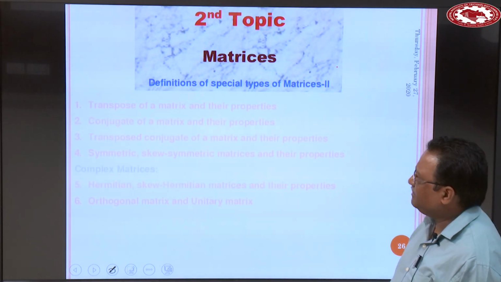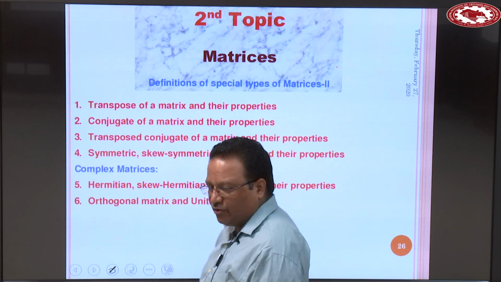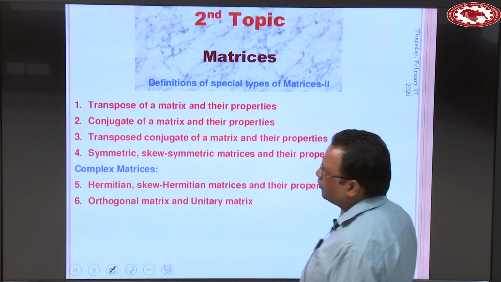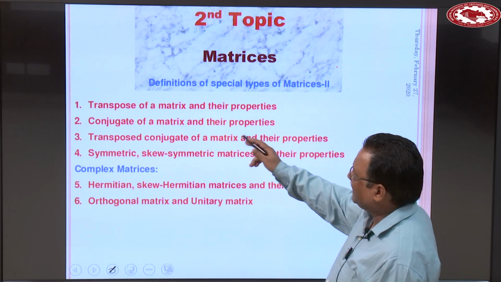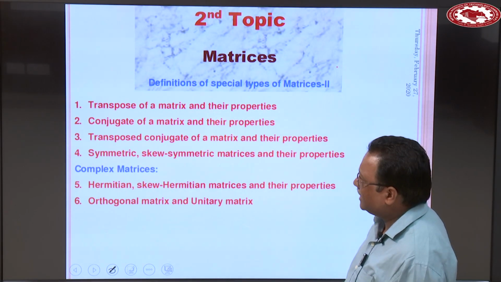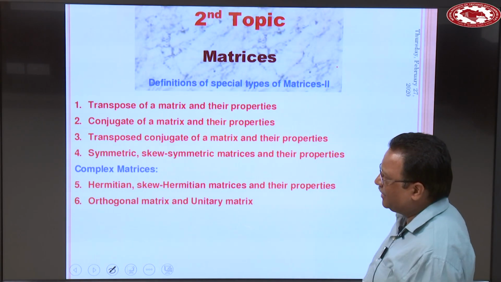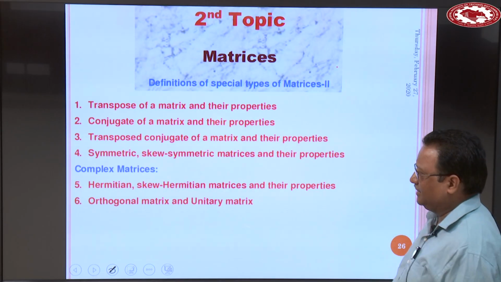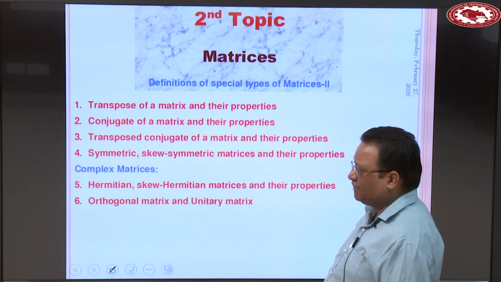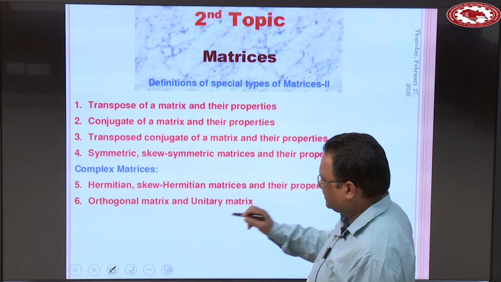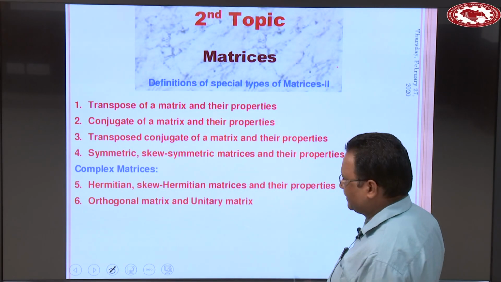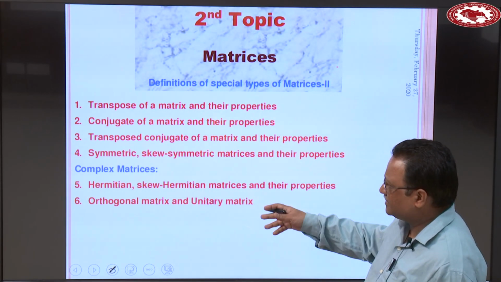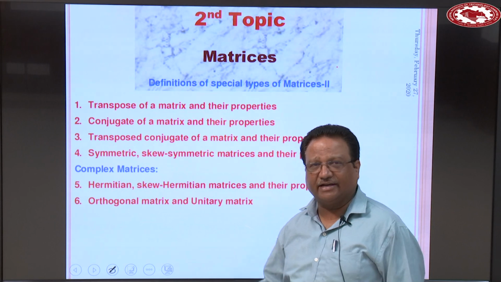Next time we will discuss a few more definitions like the transpose of a matrix and its properties, the conjugate of a matrix and its properties, the transposed conjugate of a matrix and its properties, then symmetric and skew symmetric matrices and their properties. Then we have two more complex matrices, Hermitian and skew Hermitian matrices, and their properties. Then orthogonal matrix and unitary matrix. So we will discuss the definitions and their properties in the next lecture.